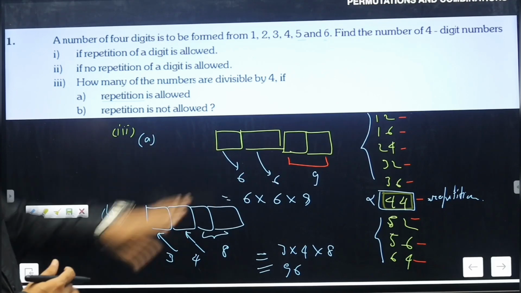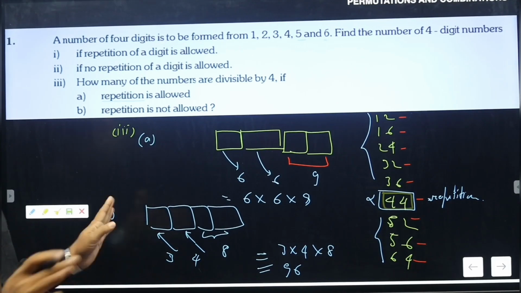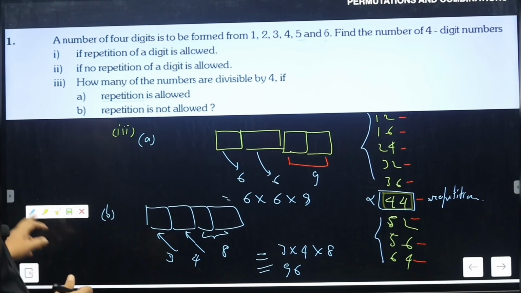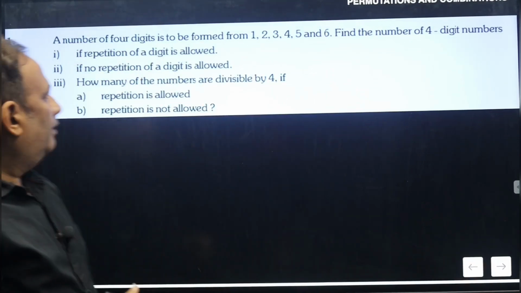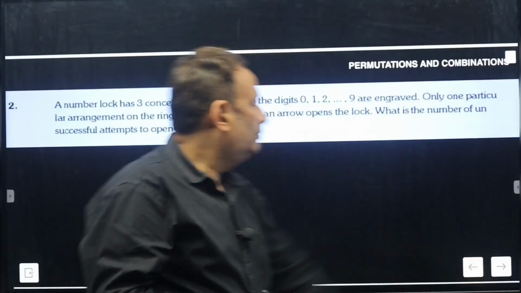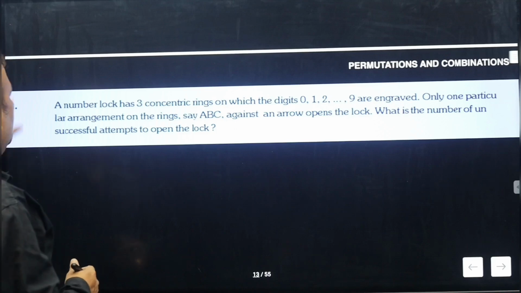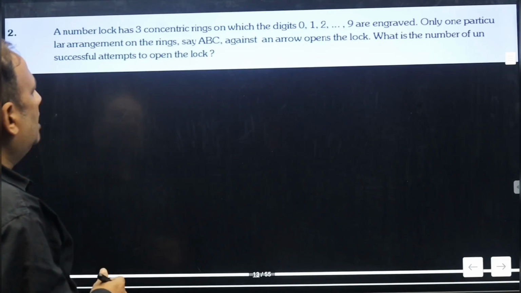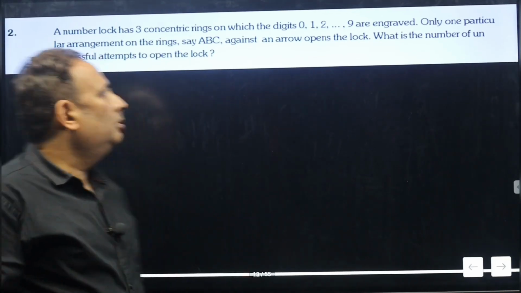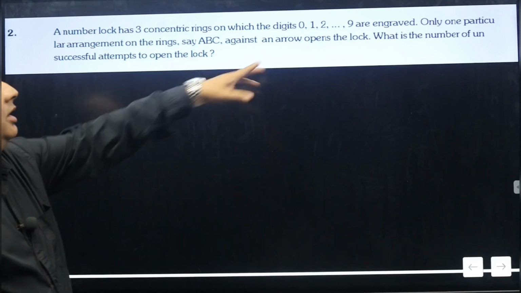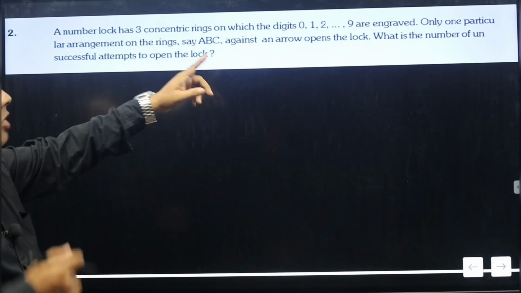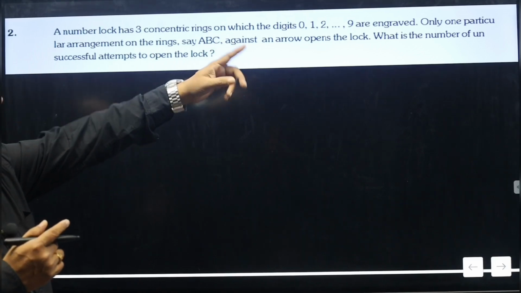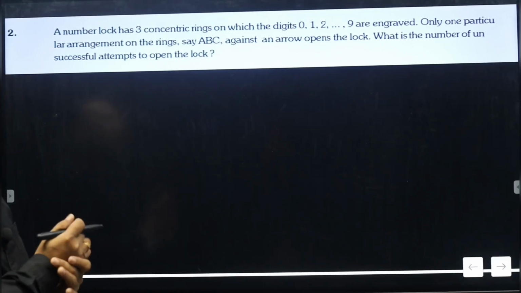So here we are using the fundamental multiplication rule. Okay, let's go for another question. So another question is here, a number lock problem. This is a very common problem, you see. So 0 to 9 are engraved. A number lock has 3 concentric rings on which the digits 0 up to 9, meaning a total of 10 digits, are there.